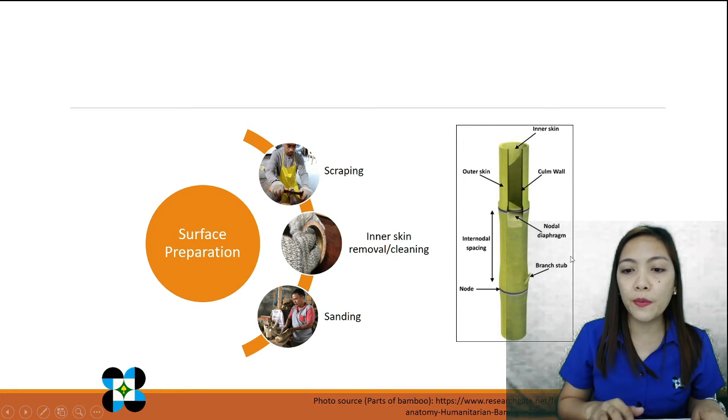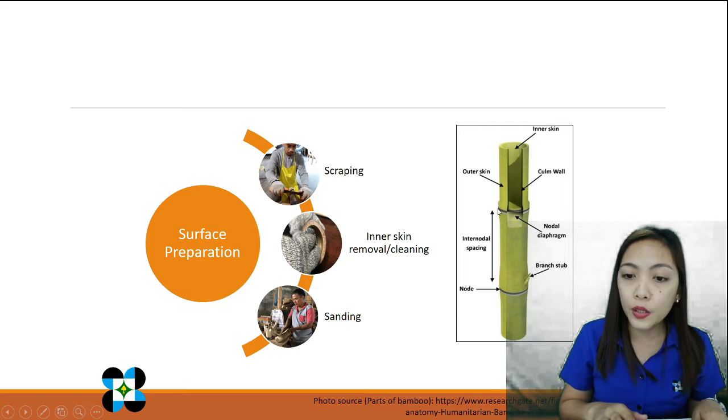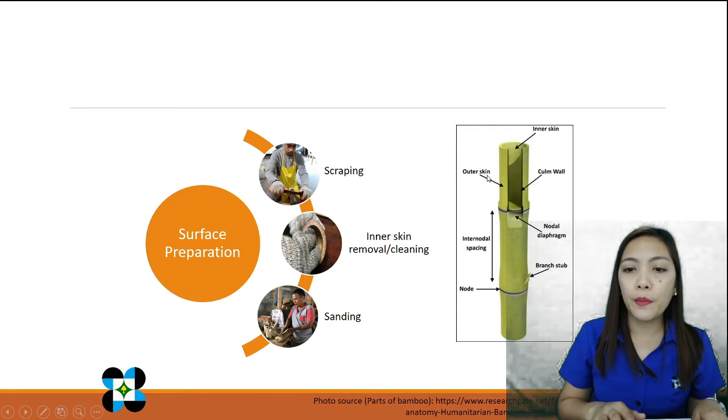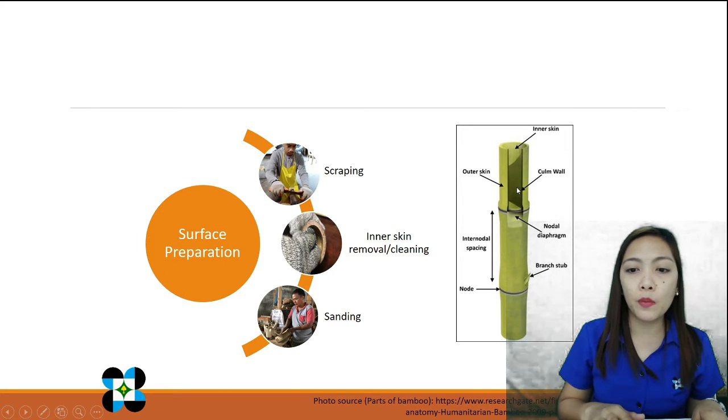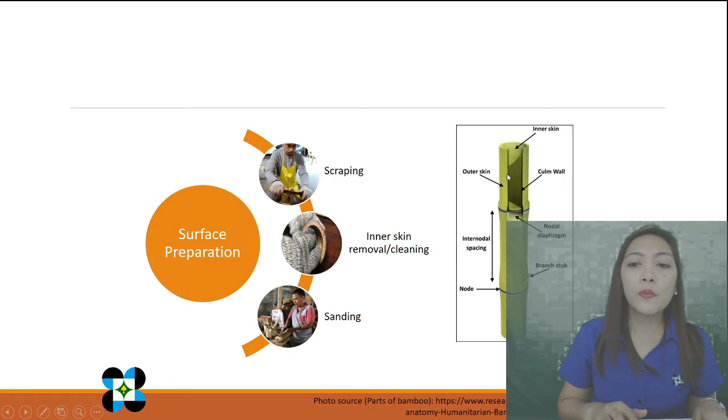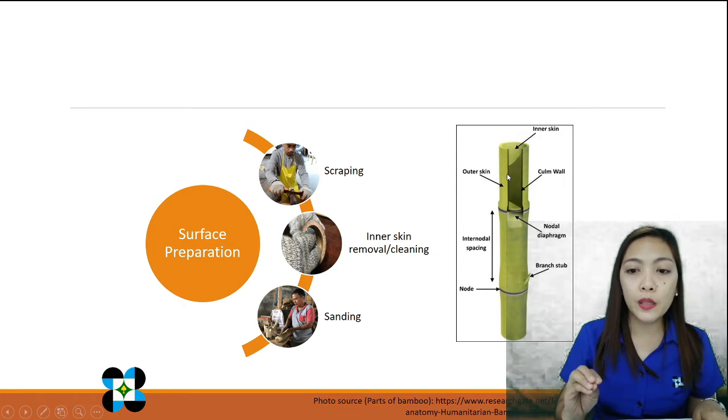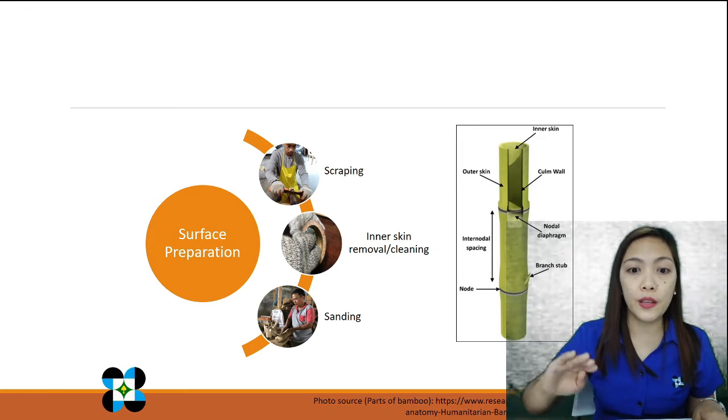So for surface preparation, in this one, I showed a picture ng bamboo showing yung different parts. Generally, it has the node, the internode, the diaphragm, and I would like to focus here on the outer skin and the inner skin. Kapag ang ating ipifinish is bamboo, we need to remove the outer skin and of course the inner skin para ang ating coating material will adhere sa surface ng bamboo.